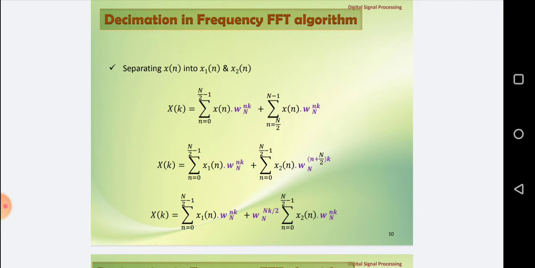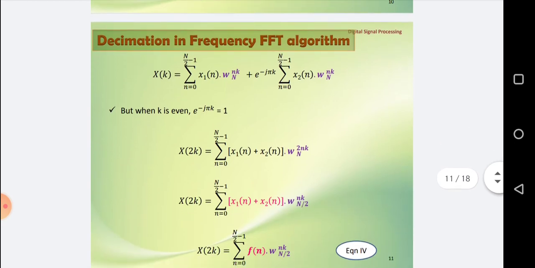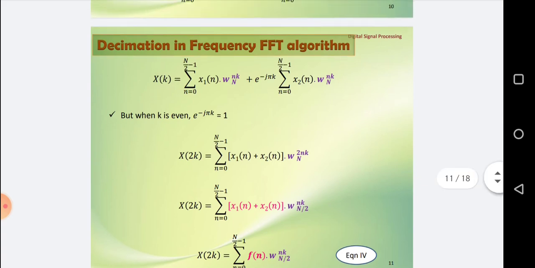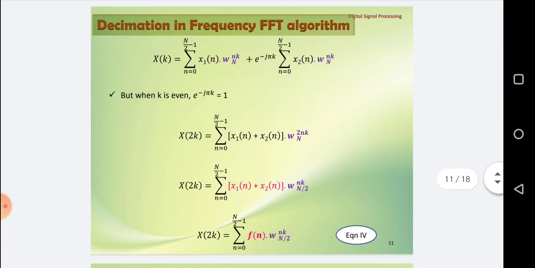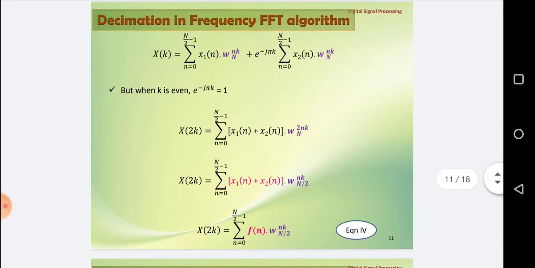So simplifying, what we will get is x of k equal to summation n equals 0 to n by 2 minus 1 x1 of n omega n of nk plus omega n of nk by 2 summation n equals 0 to n by 2 minus 1 x2 of n omega n of nk. So simplifying, we will get, now we have two options: when the value of k is even and when the value of k is odd.